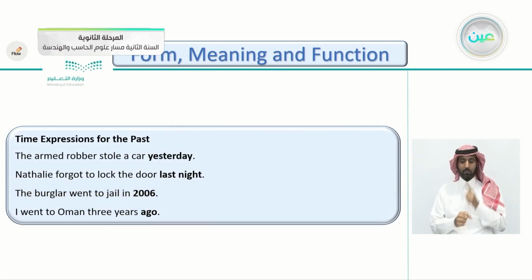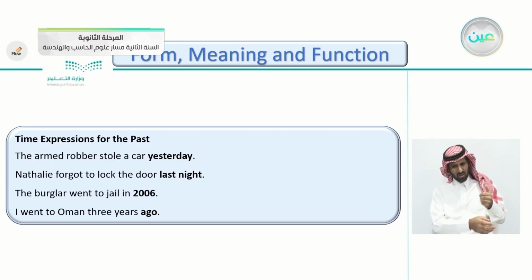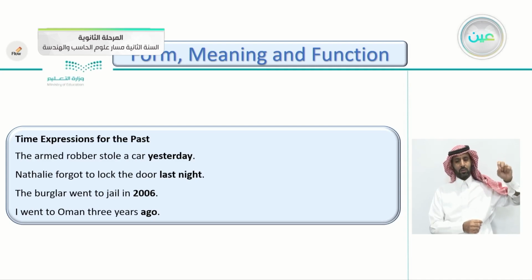Time expressions for the past. You will read some sentences here where there's an expression. Once you read it, you know he's talking about the past. For example, the first one, the armed robber stole a car yesterday. Yesterday. If you remove the word yesterday, the armed robber stole a car, you wouldn't know when. So we added the time expression yesterday. So this is a time expression from the term itself.